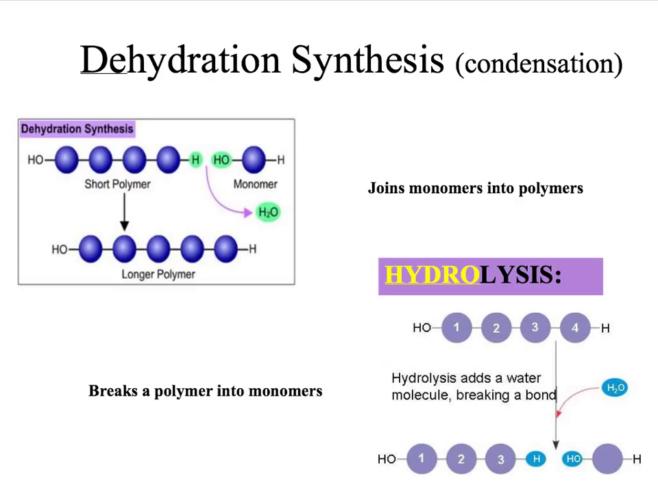Dehydration synthesis is the process that creates these long chains of carbon. They join monomers into polymers. Hydrolysis would be the opposite. Notice that hydrolysis needs water in order to break bonds, while dehydration synthesis, also known as condensation, will need to get rid of water in order to bond 2 monomers together.